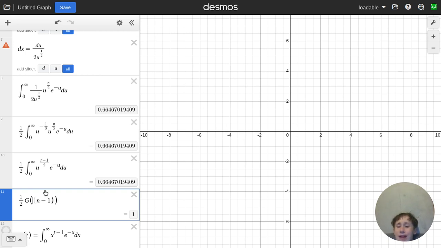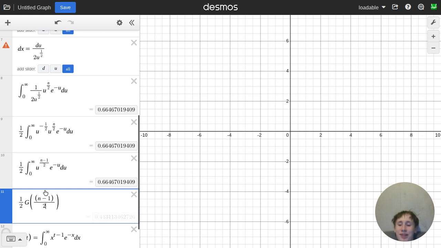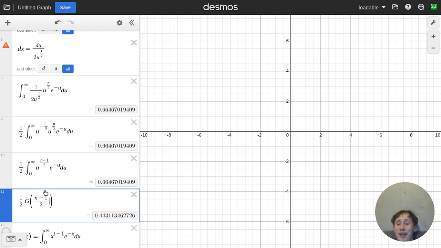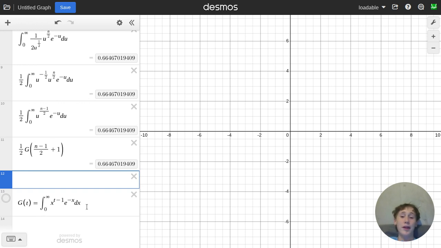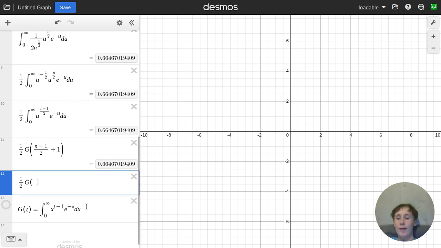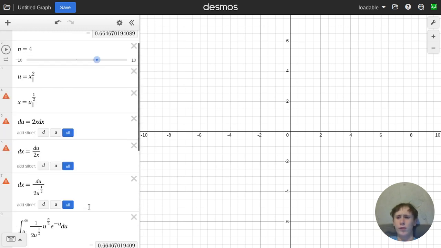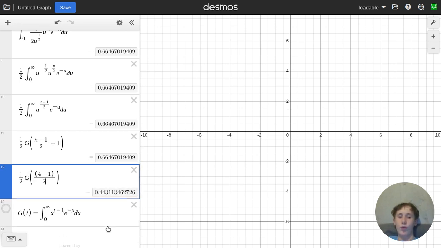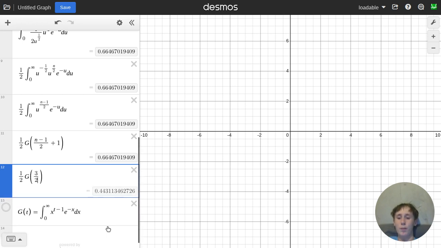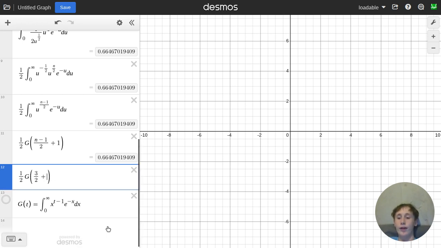So that means that this is the same as saying 1/2 gamma of n minus 1 over 2 plus 1, which... Let's just leave it as that. I don't really feel like changing that anymore. So, let's plug in our n, right? So 1/2 gamma, which is... It was 4, wasn't it? Yeah. 4 minus 1 over 2, which is, of course, 3/2, plus 1 is 5 halves.